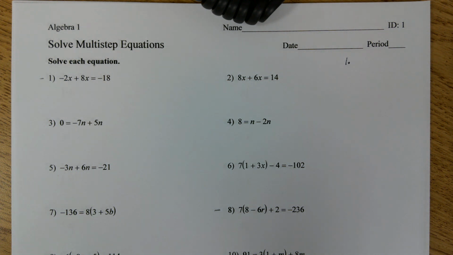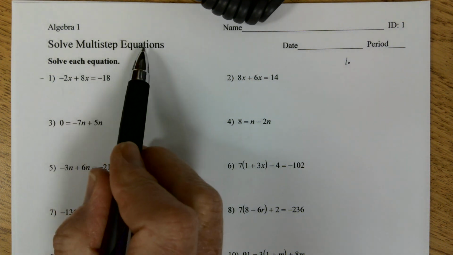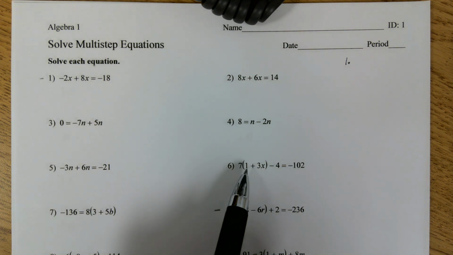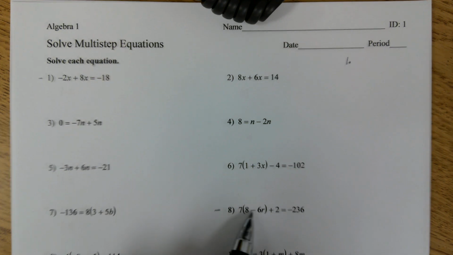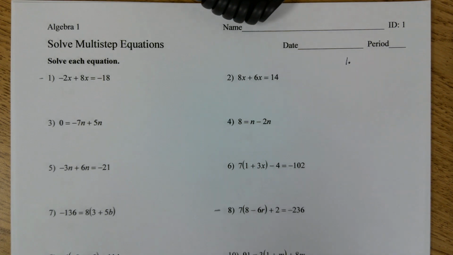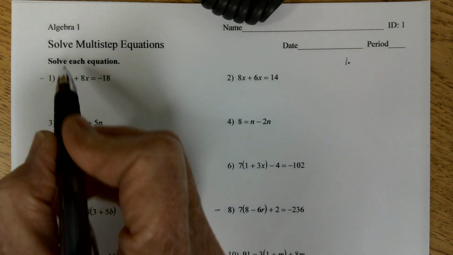Hi, you guys. We're going to do some solving equations. These are going to be multi-step equations. We're going to start out simple, where we're adding like terms. We'll move to the distributive property and add like terms, and then we'll go down to variables on both sides. Okay? So let's start with this.